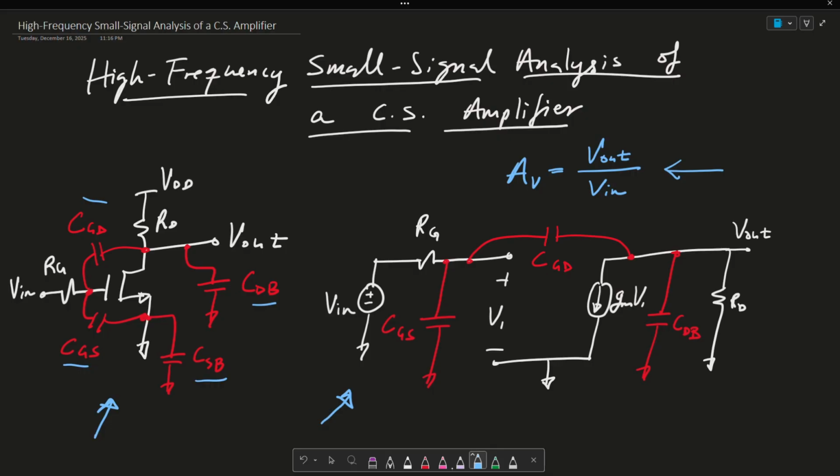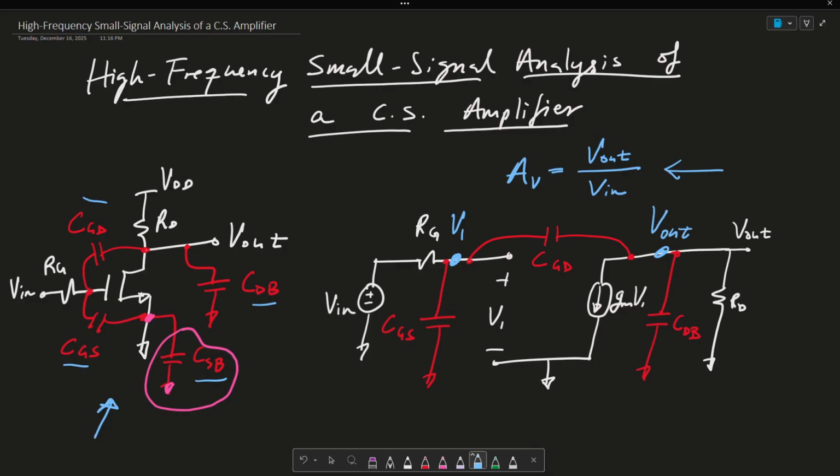Now, before we go in, we want to notice that this CSB is not located in this small signal model. The reason is that on both ends of CSB, we are connected to ground, so we can ignore it. Now, going on to the high frequency analysis of this common source amplifier, the first thing I'm going to do is note that I have a node here, and I'm going to call this V1. And I have another node here I'm going to call Vout.